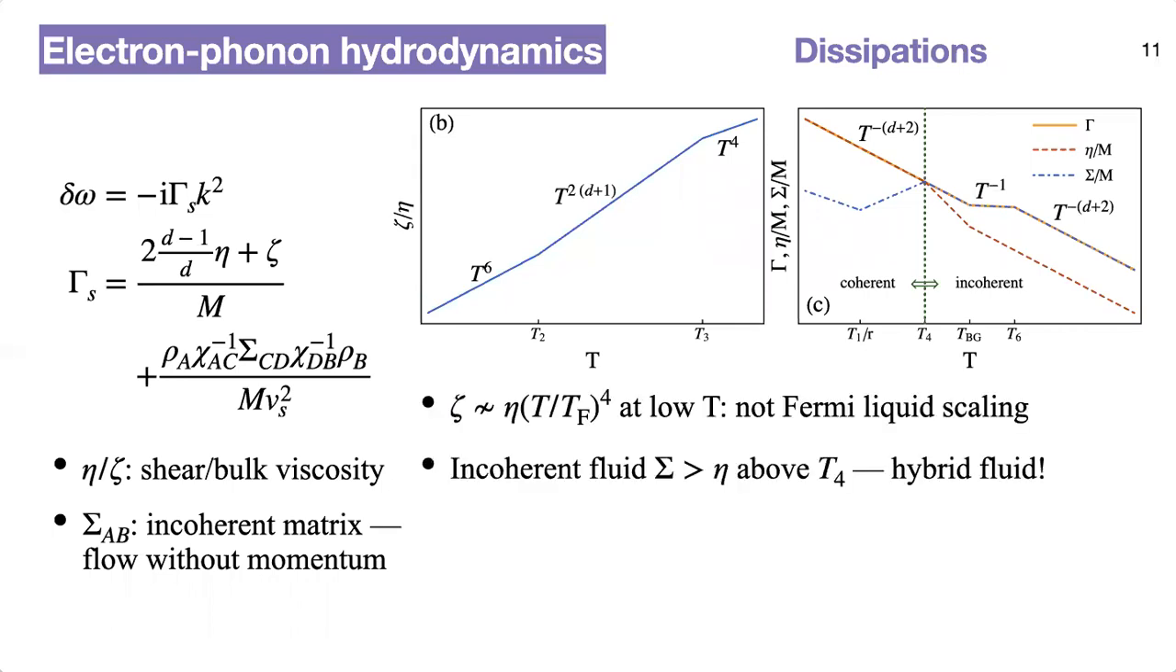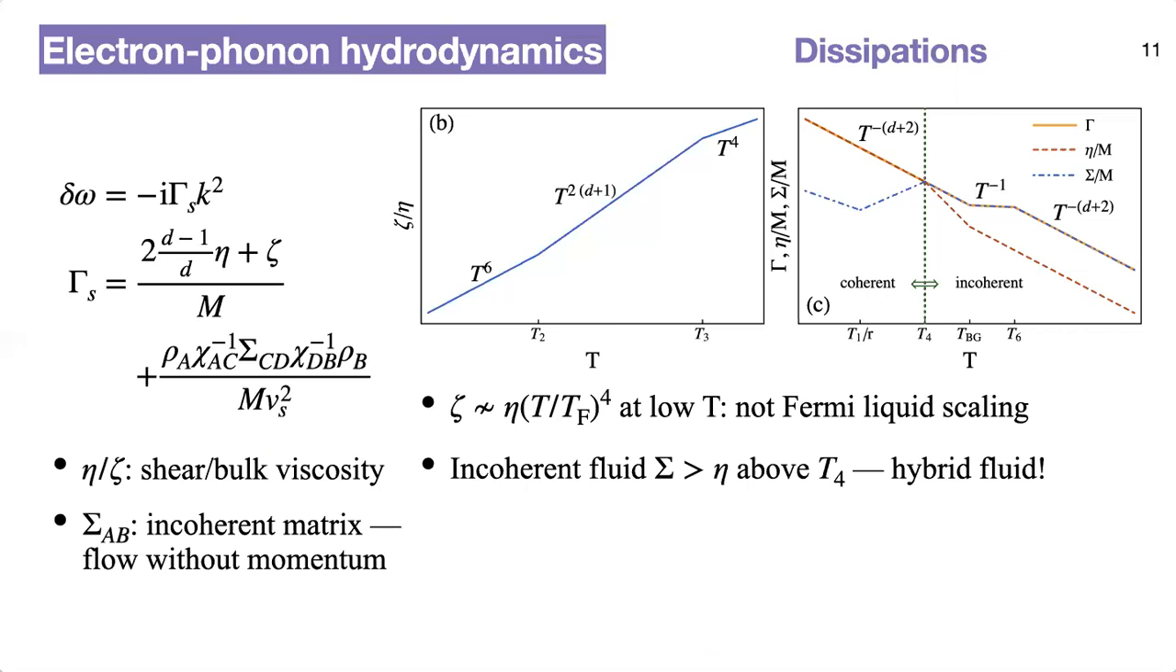As plotted in the first figure is the ratio between the bulk viscosity and shear viscosity. We see that this scaling is no longer the Fermi liquid-like scaling. This is actually expected since we have different macroscopic scattering events compared to the electron-electron scattering. What is more interesting is that when we increase the temperature above T4, remember T4 is the temperature at which the sound velocity starts to drop, we get the incoherent fluid, which really means that the incoherent conductivity is now larger than the shear viscosity and dominates the dissipation of the sound mode.